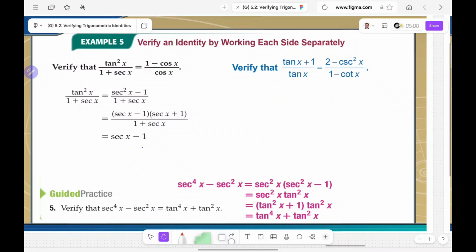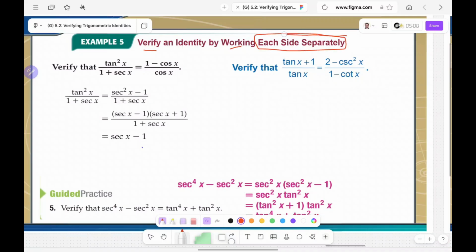Now, let's verify this question here. To verify, sometimes it reads: verify an identity by working on each side separately, which means each side separately. For some questions similar to this, as I told you before, you need to pick the complicated side to work with. And as you can see, the left side is a fraction, it's complicated. And the right side is also complicated, which is difficult. So now what should you do?